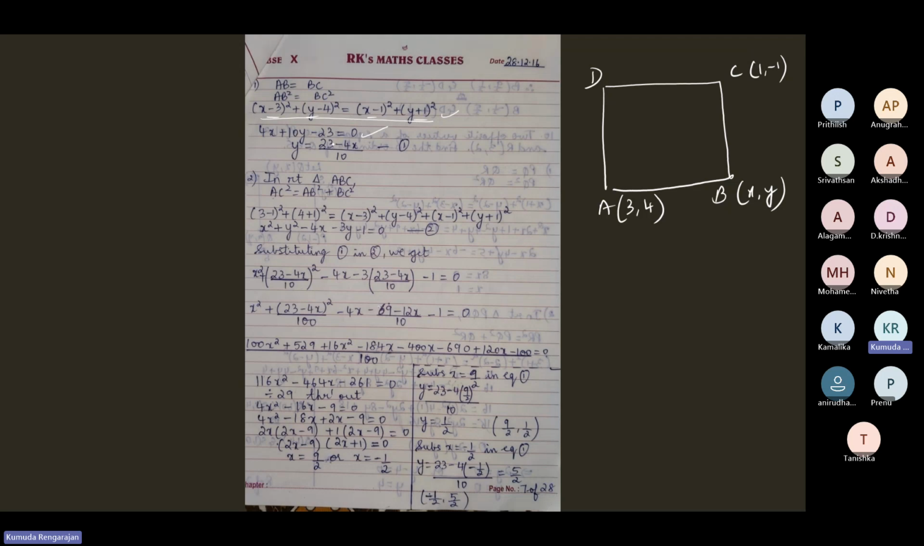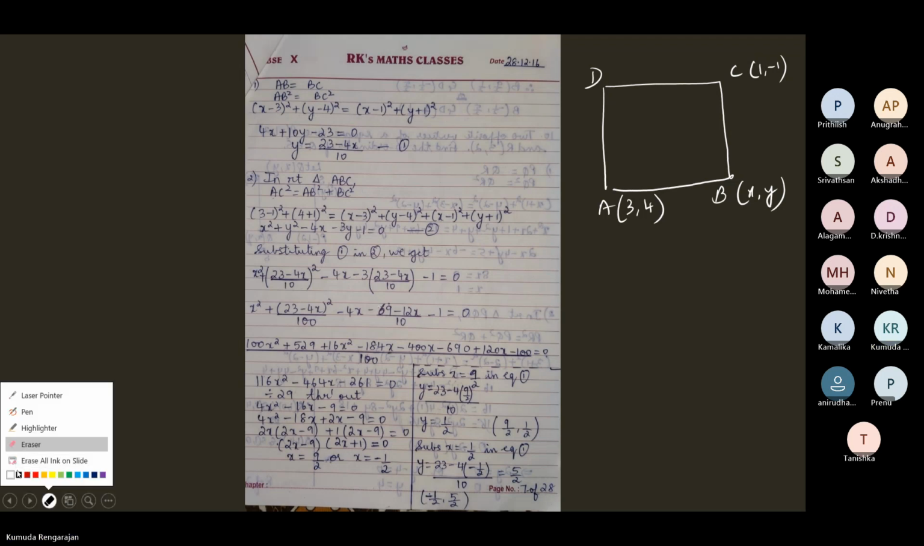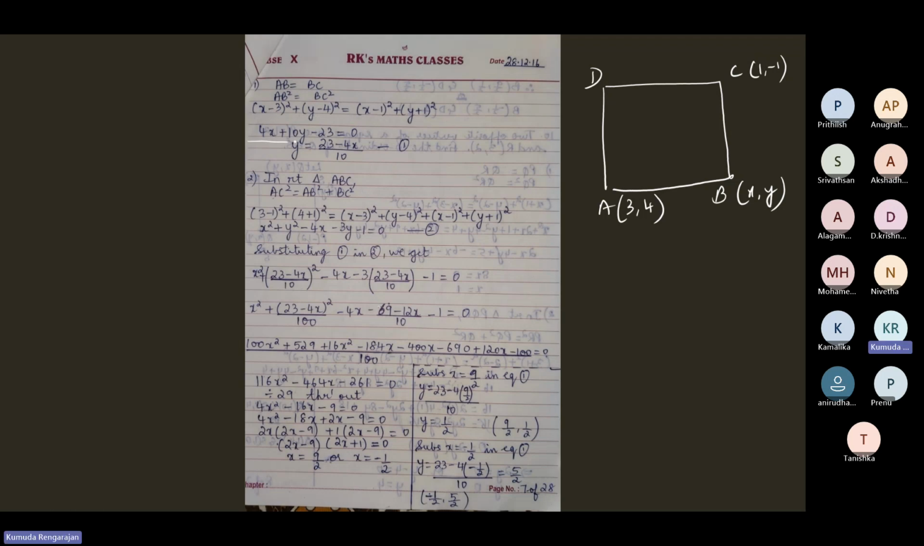Now you stop here. At this point, you will not know whether you have to write y in terms of x or x in terms of y. So you can just stop here. As of now, we stop here. We don't write this step now.